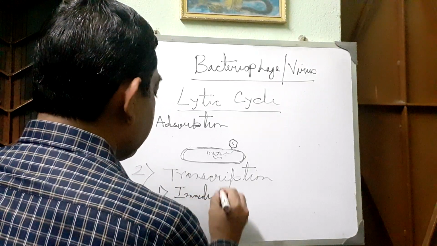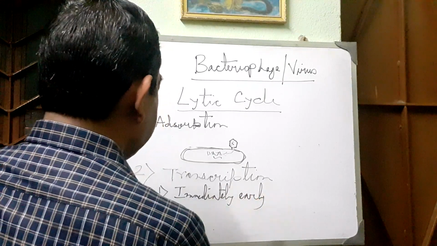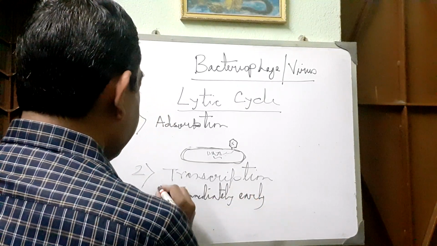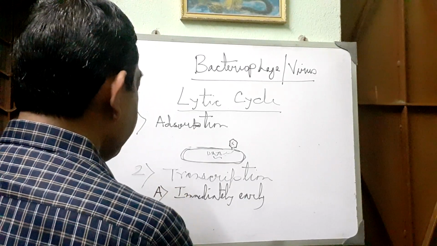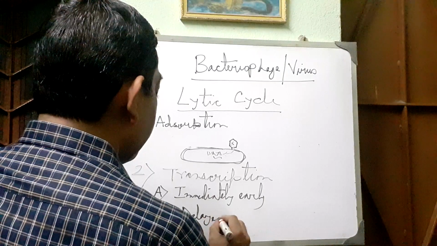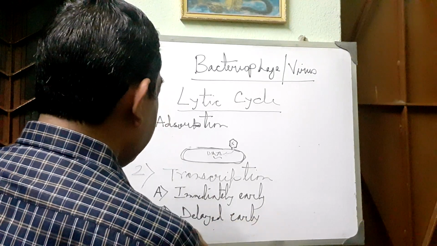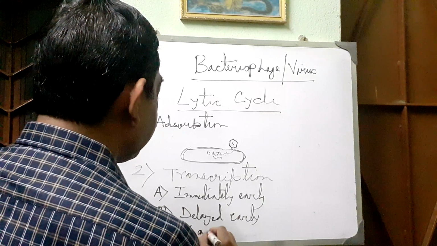A is the immediate early transcription, B is the delayed early transcription, and C is the late transcription.